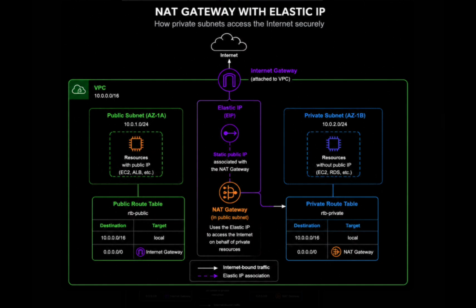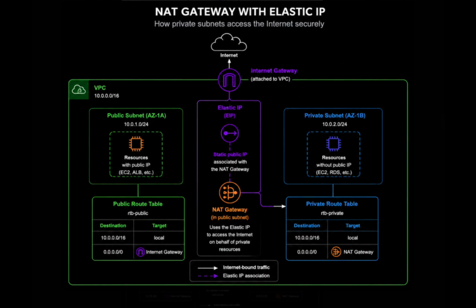Now, when a resource inside the private subnet needs to download updates, install packages, or pull container images from Amazon ECR, the traffic flows through the NAT Gateway, which uses the Elastic IP to communicate with the internet. The important thing is that the instances inside the private subnet never receive a public IP address. They remain private while still having outbound internet access. This is the architecture you'll see in most production AWS environments.